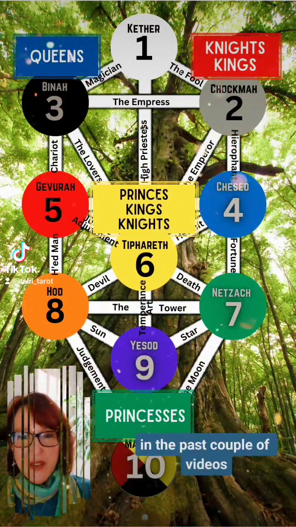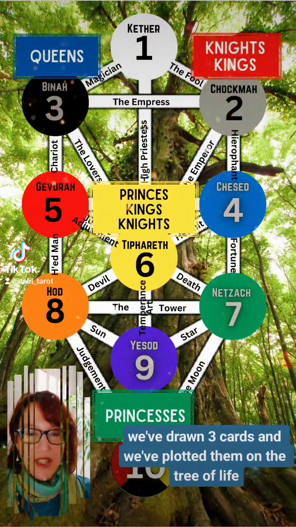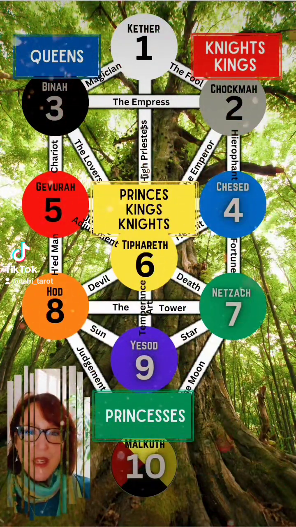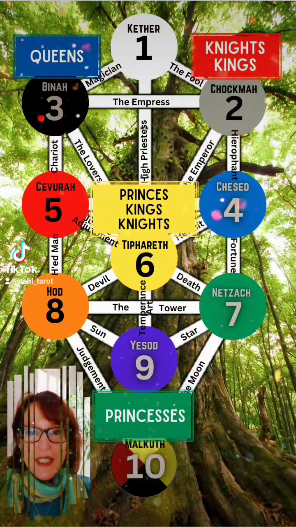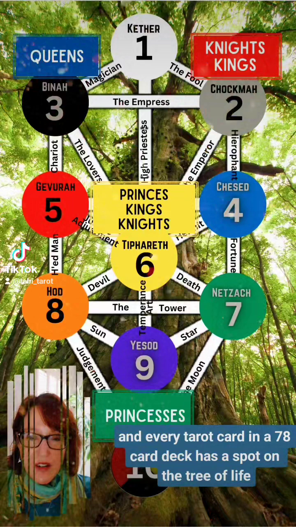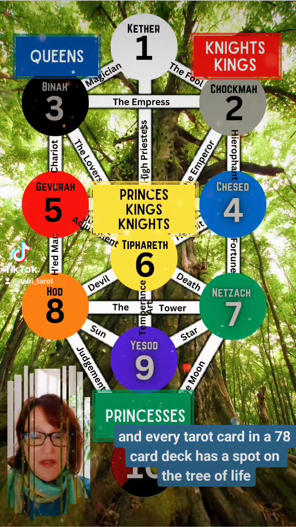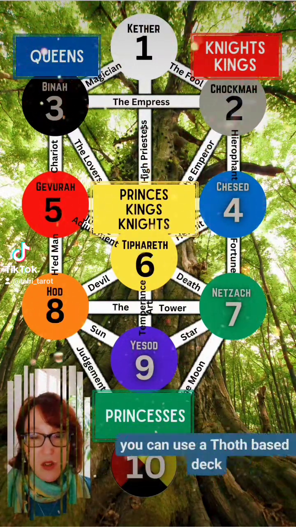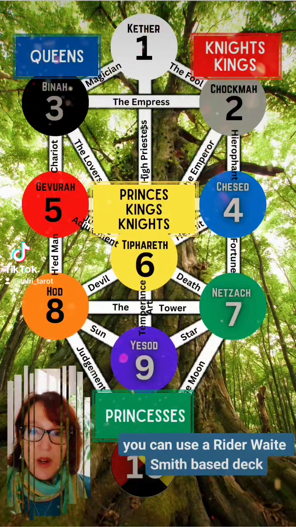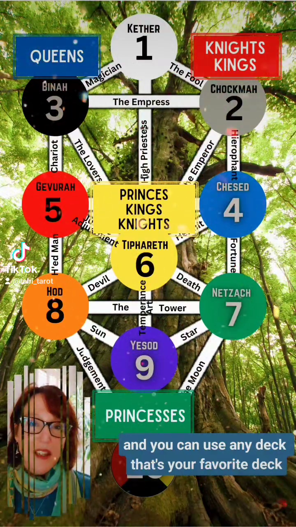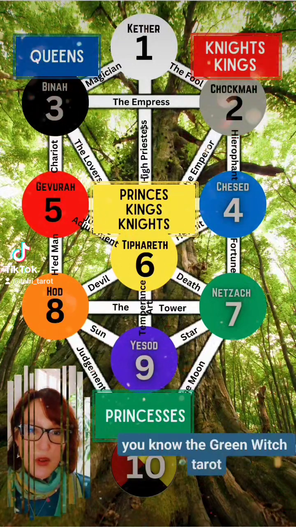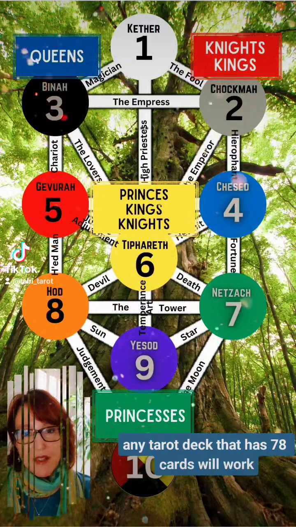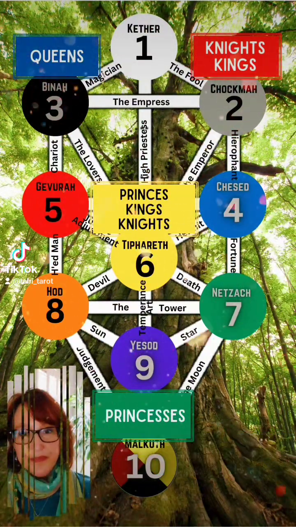In the past couple of videos, we've drawn 3 cards and plotted them on the Tree of Life to see what kind of relationships are revealed within a reading. But how do we know where the cards belong? Every tarot card in a 78 card deck has a spot on the Tree of Life, so you can use any tarot deck that you want with this kind of reading. You can use a Thoth-based deck, a Rider-Waite-Smith based deck, or any deck that's your favorite. It can be the Green Witch Tarot, a Cat Tarot, or a Space Tarot. Any tarot deck that has 78 cards will work.